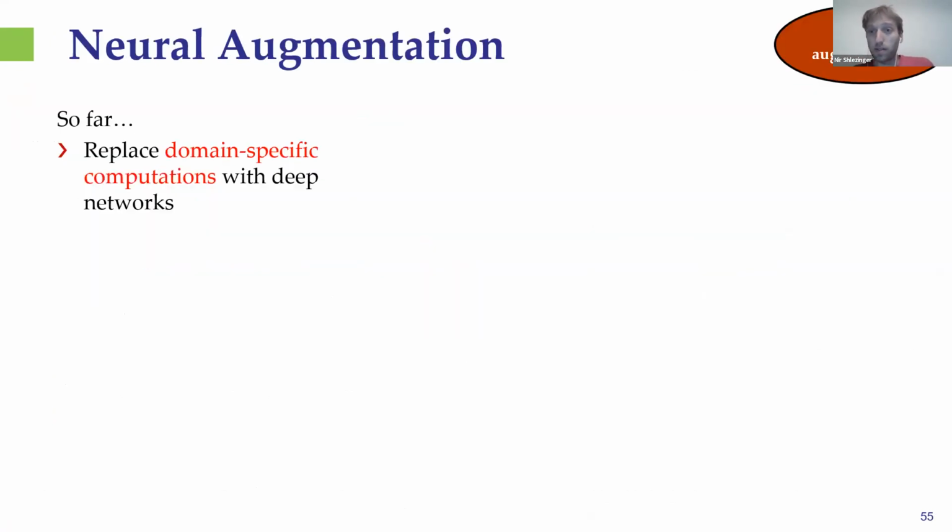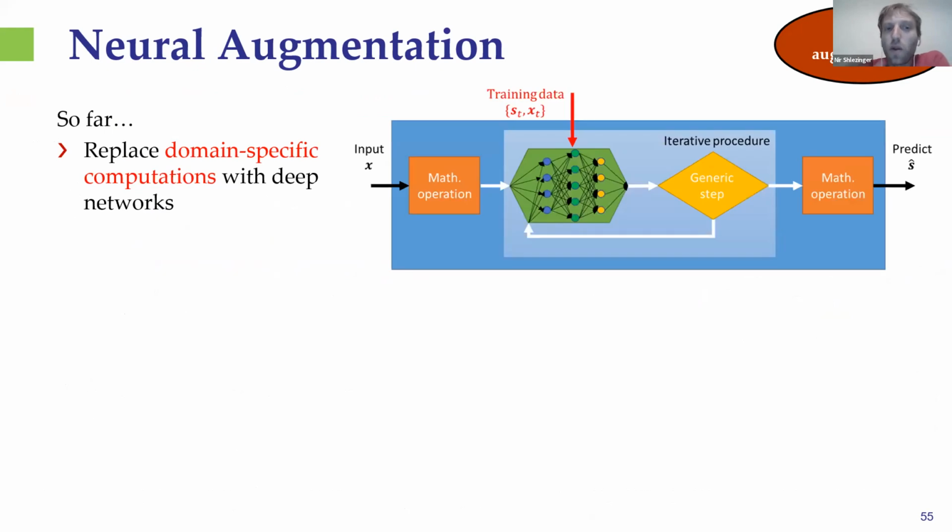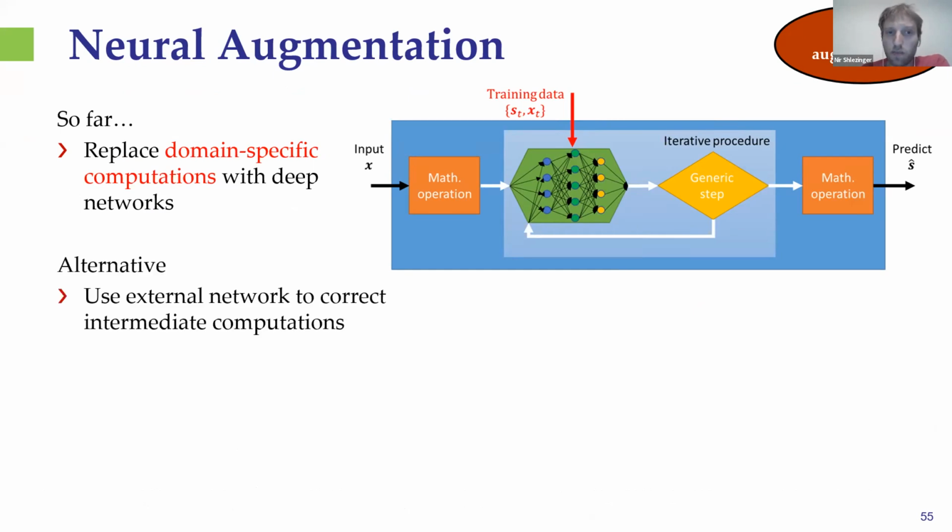So these two examples I've just showed are for what we call structure-oriented data-driven inference. There are also other approaches which I will only briefly mention. Okay, so what we did so far, we replaced those domain-specific computations, the computations which we didn't know or were not comfortable with in the model-based algorithm. We replaced them with a trainable architecture, with a deep network.